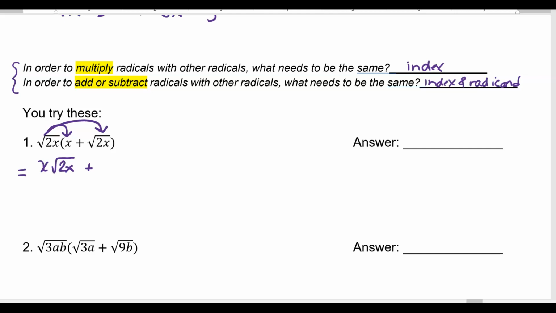Now, both of them have the same index. So you can multiply what's under the radicals, which is 4x squared. Since 2x times 2x is 4x squared. Now, x times the square root of 2x, nothing to do there. But here, these are perfect squares. So you would reduce that to that. So hopefully you said x radical 2x plus 2x.